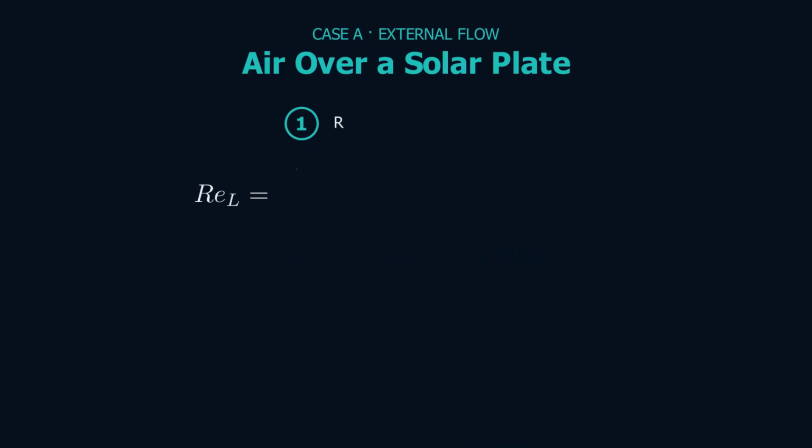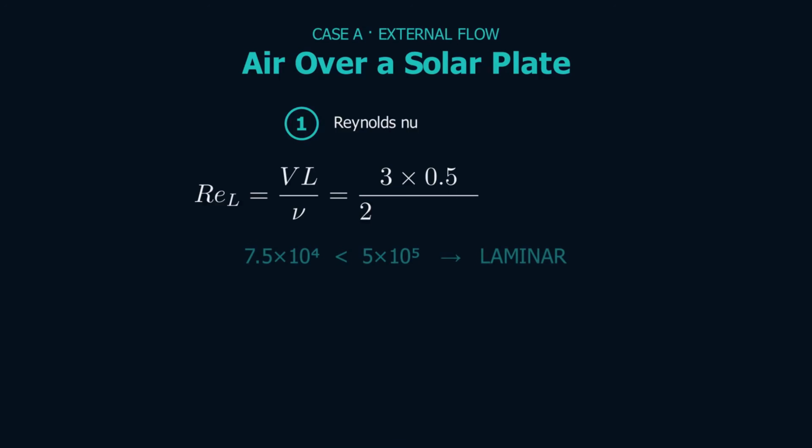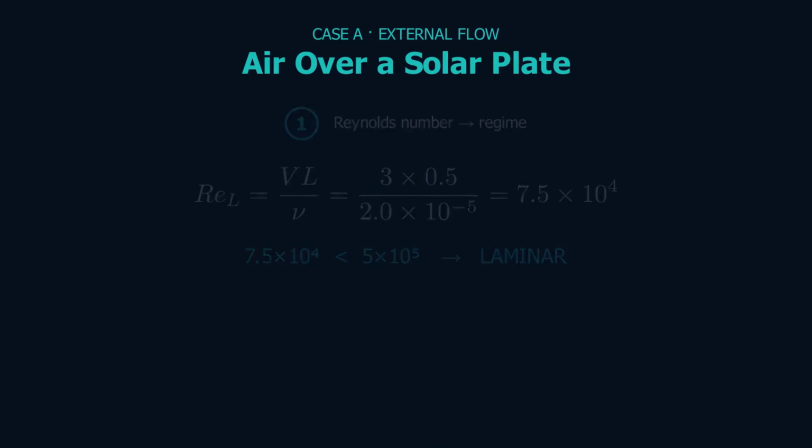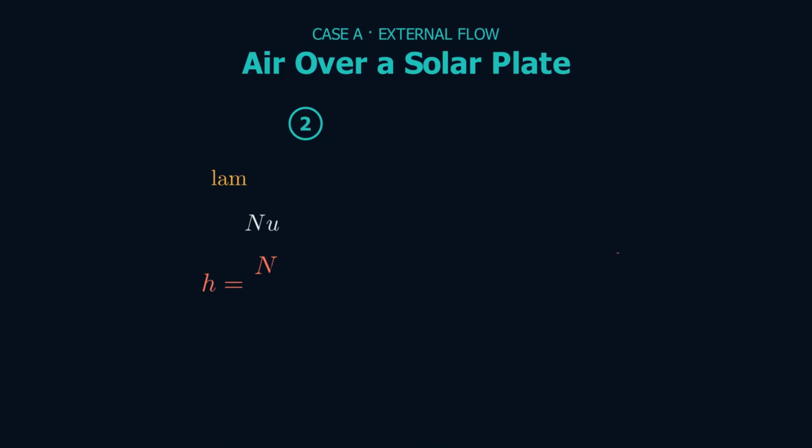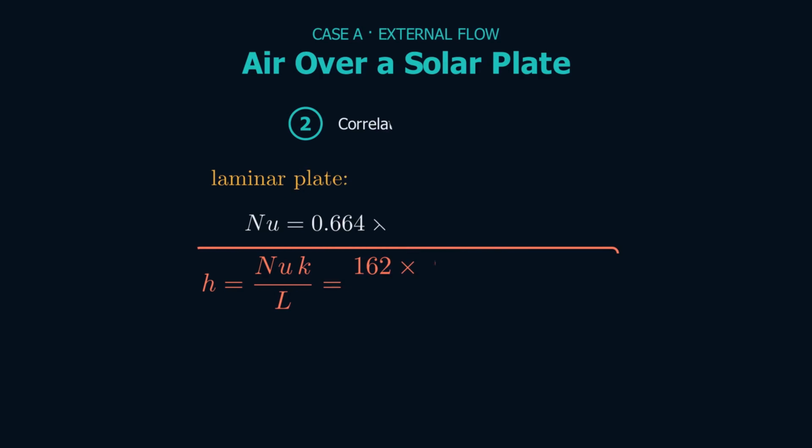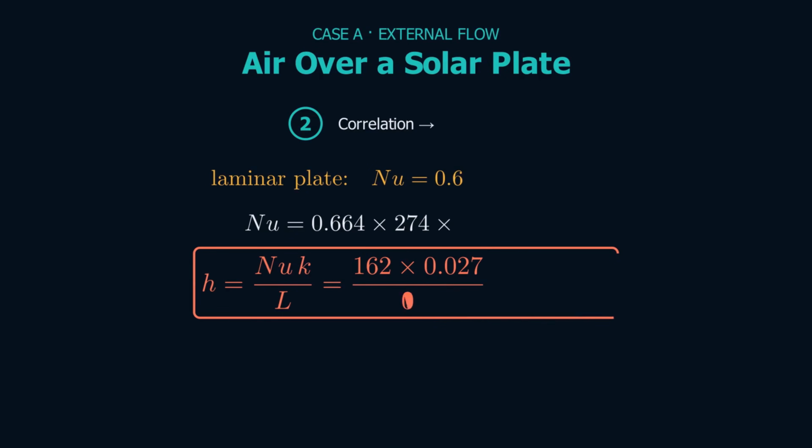Step 1. The Reynolds number works out to 75,000. For a flat plate the switch to turbulence happens near 500,000, so we are comfortably laminar. Step 2. Laminar flow over a plate has its own correlation. Nusselt equals 0.664 times the square root of Reynolds times the cube root of Prandtl. That gives a Nusselt number of about 162, and dividing by the length gives H of roughly 9 watts per square meter per Kelvin. Remember that number.